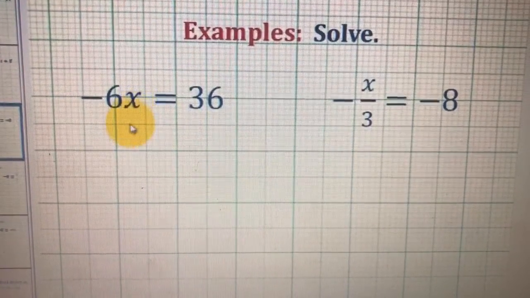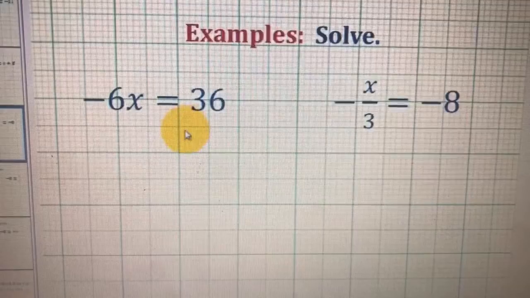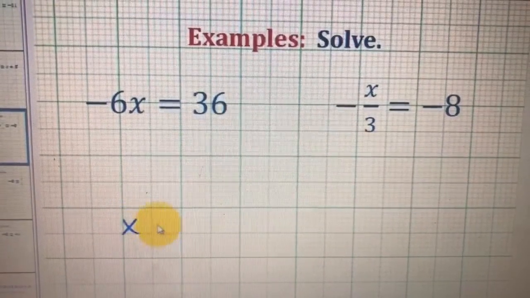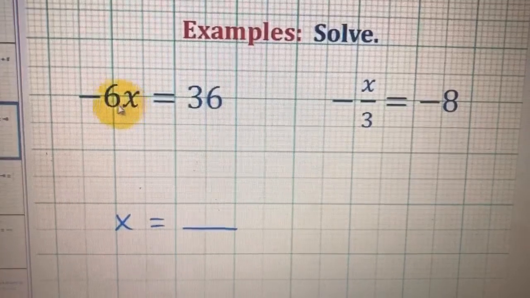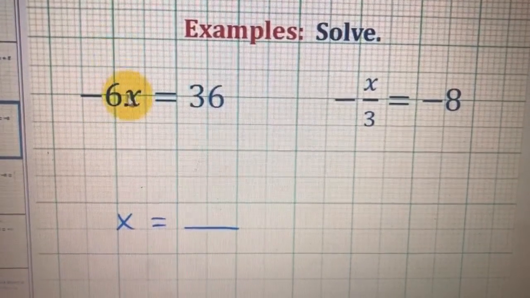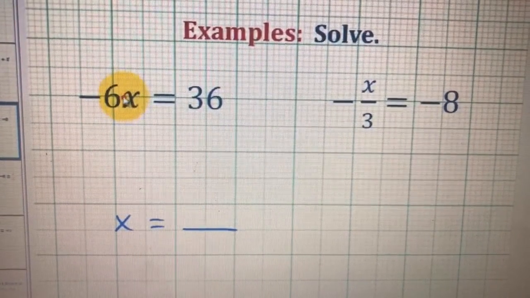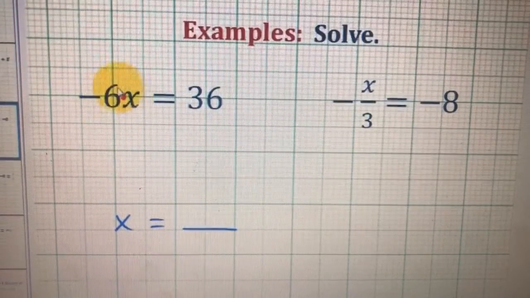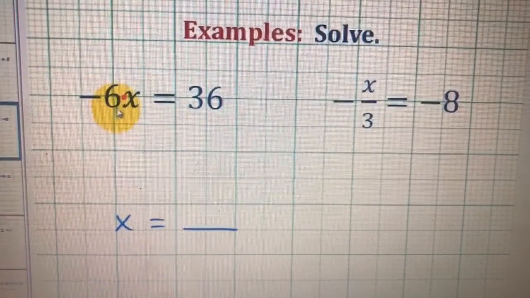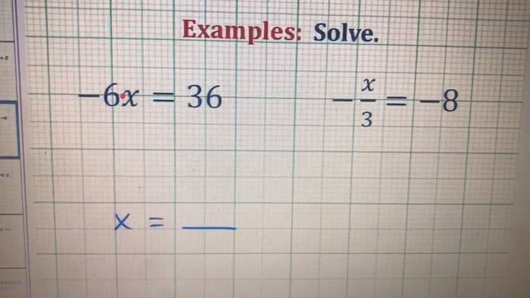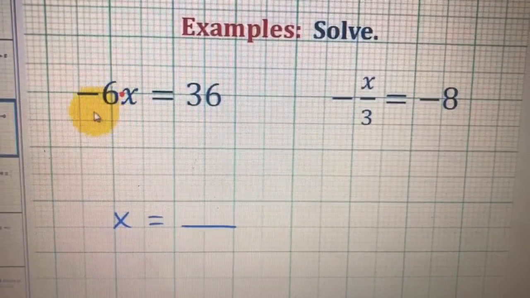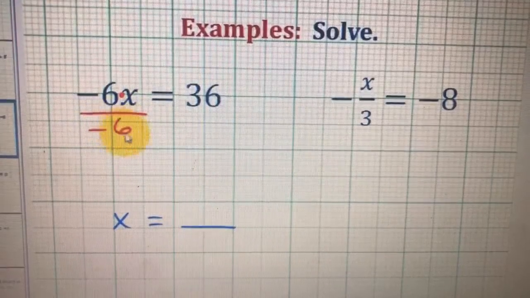The goal of any linear equation is to isolate the variable on one side of the equation. So we want to manipulate this equation so that it's in the form of x equals some number on the right side. So we need to recognize that -6x means -6 times x. So we want to undo this multiplication in order to isolate the variable. Well, the opposite operation of multiplication is division. So in this example, we'll have to divide both sides by -6.